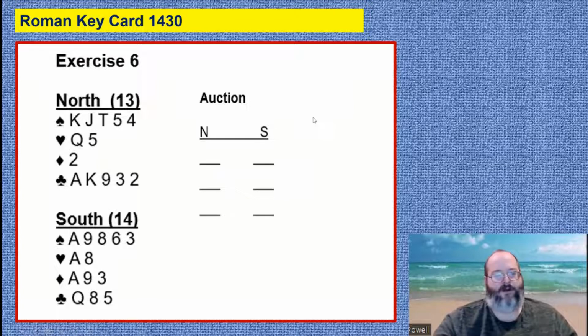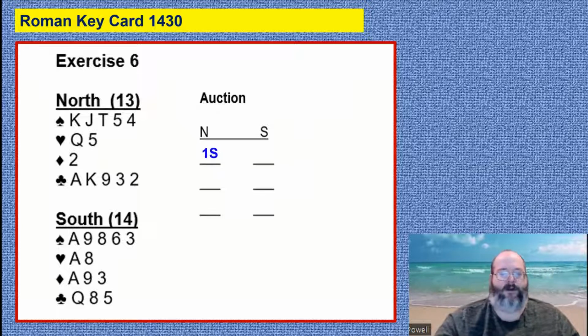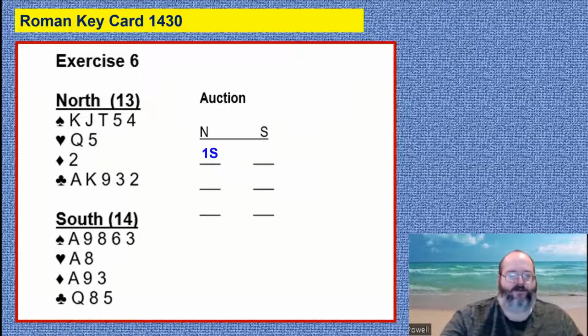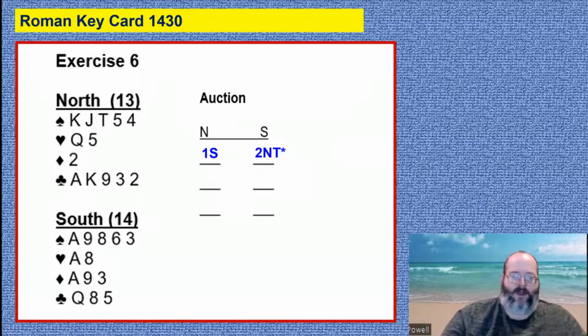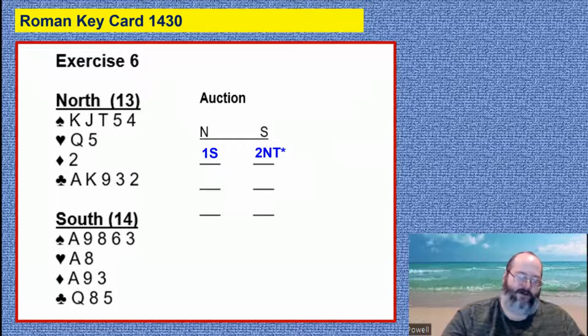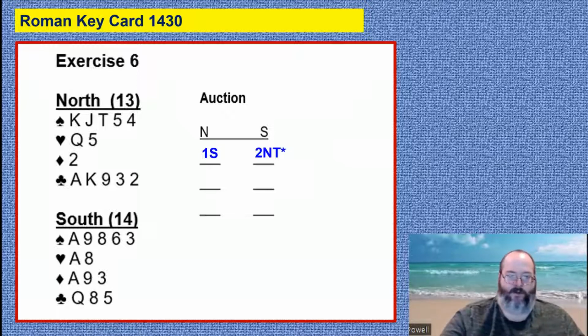North, you have 13 points, right? You're going to open one spade. South, you have 5-card spade support, 14 points, right? So you're going to bid 2 no trump. 5-card support, better than 4, right? North, you have a singleton diamond, you have shortness in diamonds. You also have a 5-card club suit. So the way to resolve that is, does the club suit have the top 3 honors? Yes. So your bid here would be 4 clubs.